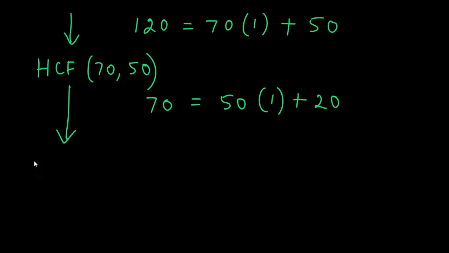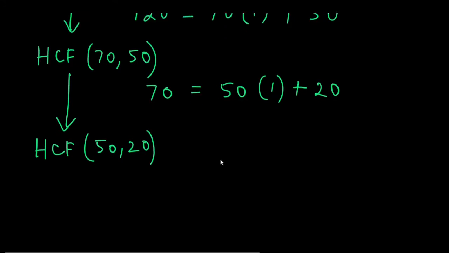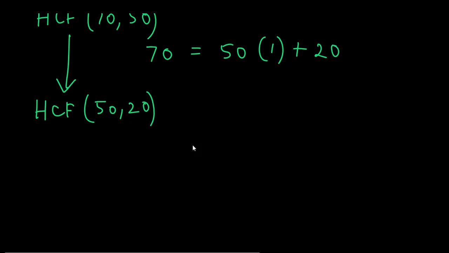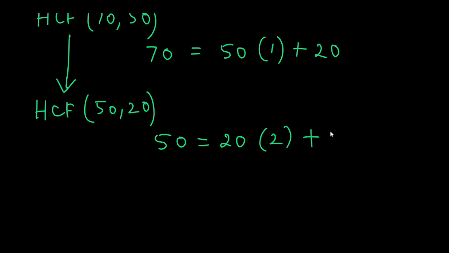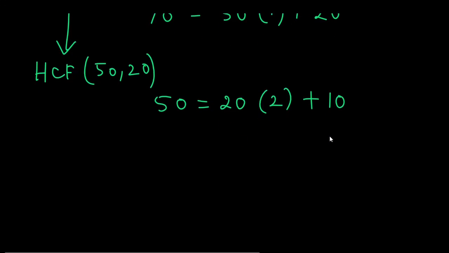So this HCF becomes HCF of 50 and 20. Now apply Euclid division lemma to 50 and 20. So 50 can be written as 20 into 2 plus 10. Now also remainder is not equal to 0. So HCF of 50 and 20 is HCF of 20 and 10.